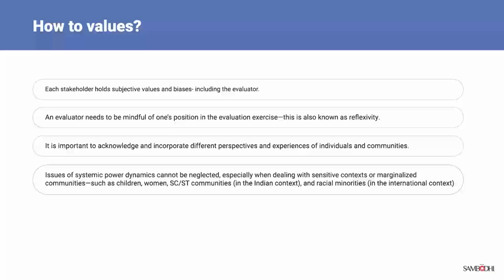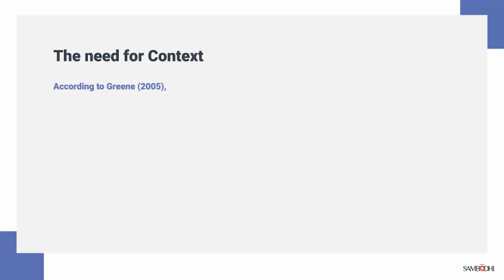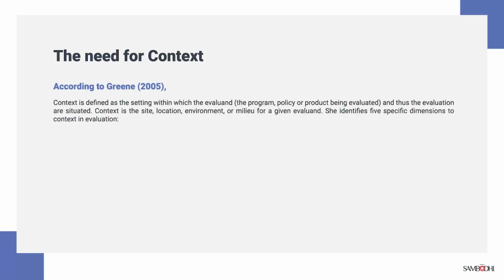The issues of systemic power dynamics cannot be neglected, especially when dealing with sensitive contexts or marginalized communities, such as children, women, SC/ST communities, and racial minorities. As a result, one needs to develop an intersectional understanding of the evaluand and surrounding context, along with the awareness of one's own positionality. To understand the context of the values better, we need to dive into the concepts and need for intersectionality. To do an evaluation, we need to understand the context of the evaluation in the first place.